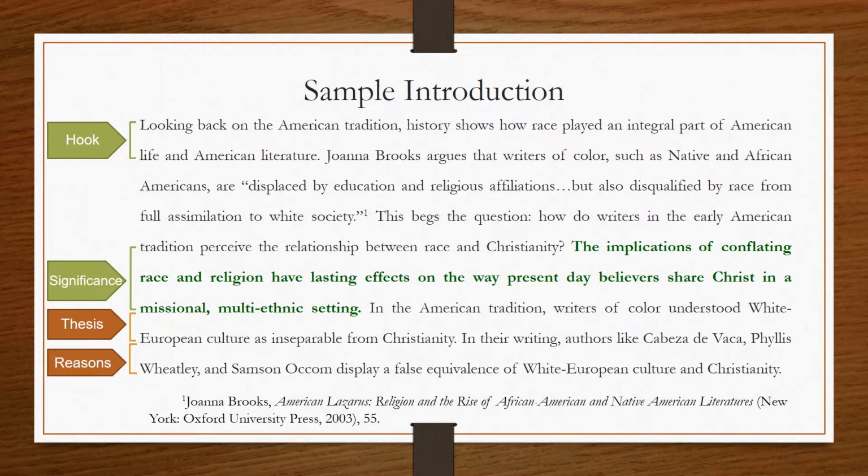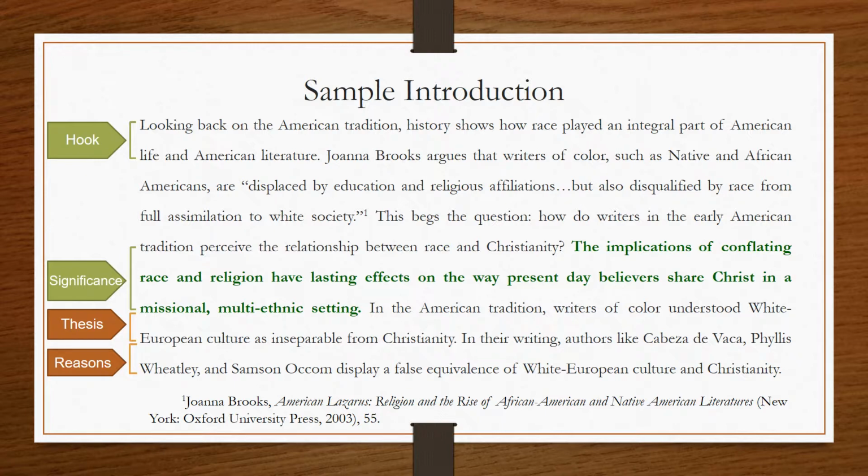Here is a sample introduction to a research essay that will help us to better understand the role and function of the conclusion. The hook, thesis, and reasons are traditional expected elements of the introduction. Research writers also include a statement that frames the main argument in significance and increases the reader's motivation to read the essay. It also creates the expectation that the significance will be discussed in detail in the conclusion.